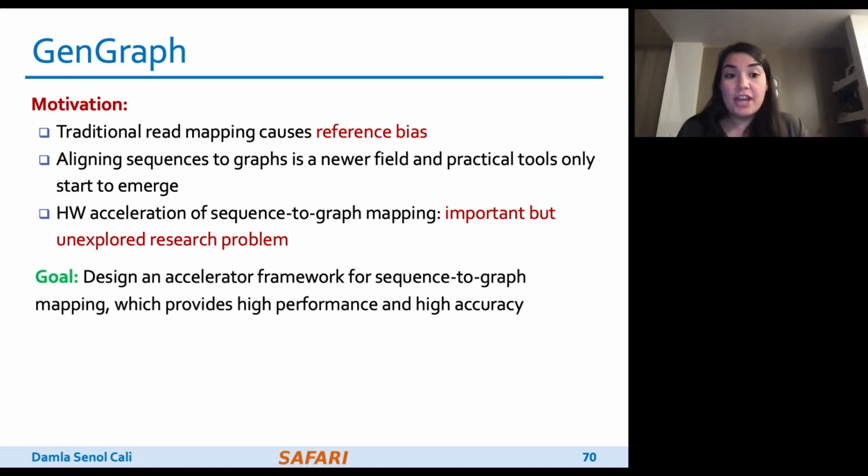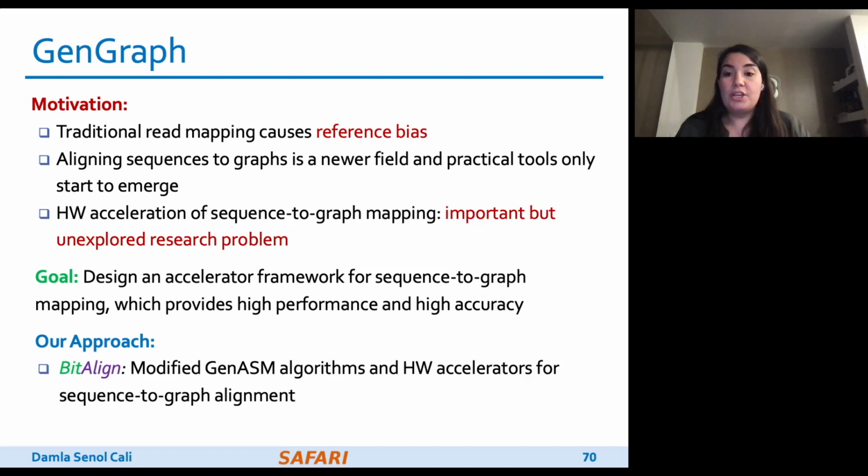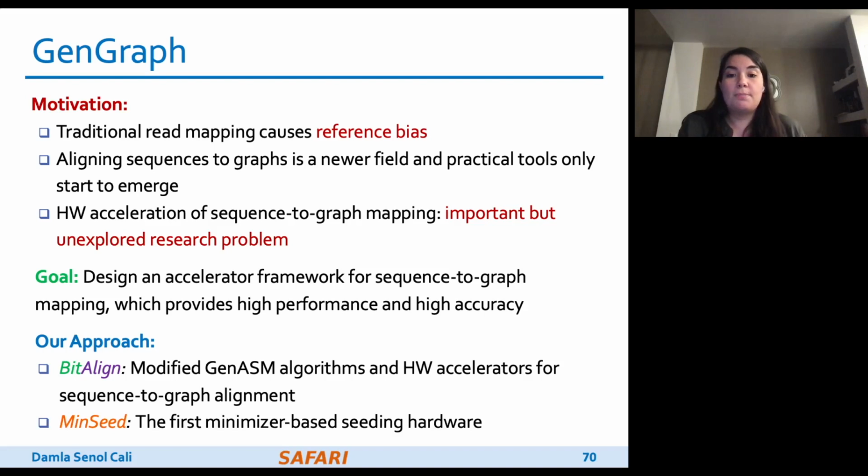So, in GenGraph, our goal is to design an accelerated framework for sequence-to-graph mapping, which provides high performance and high accuracy. Also, it's important to be comprehensive in terms of genome graph types, sequencing reads, and applications. To this end, we propose BitAlign, which is the modified version of GenASM algorithms and hardware accelerators in order to perform sequence-to-graph alignment. The original GenASM algorithms and accelerators are for sequence alignment. So here in GenGraph, we modify it and come up with BitAlign, which is for sequence-to-graph alignment. And we also propose the first minimizer-based seeding hardware, which we call MinSeed. This is for the seeding step of the mapping pipeline. And this accelerator can be used for both traditional linear read mapping and also graph mapping.